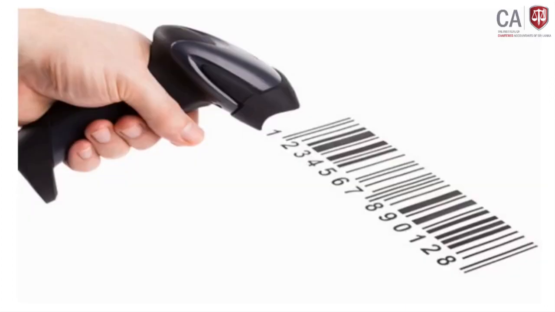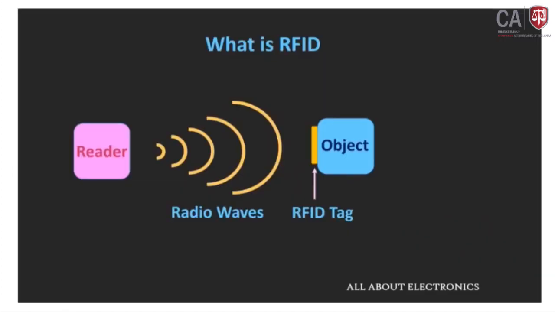But in case of a barcode, the object and the scanner should be in a line of sight. As RFID technology is not a line of sight technology, as long as the object is within the range of the reader, the object is able to identify the reader and send the feedback signal back to the reader. So using this RFID technology, we can track even multiple objects at the same time.